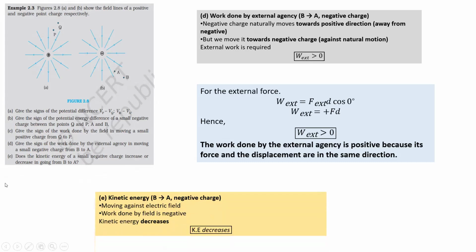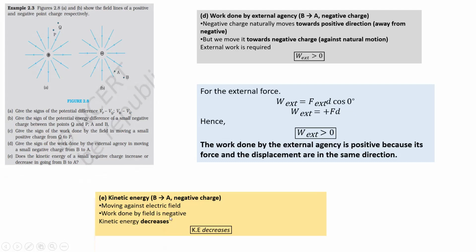Okay, we'll go for the last part now. Does the kinetic energy of a small negative charge increase or decrease in moving from B to A? Which charge are we moving? Negative charge. We have to move the negative charge from B to A. Here, if I keep a negative charge at A, there will be a large repulsion. While if you keep it at B, repulsion is less because distance increases. Now, I'm moving from B to A, which means movement is against the field. I'm not moving in the direction of the field. I'm moving against the field. Negative charge moving against the electric field from B to A.